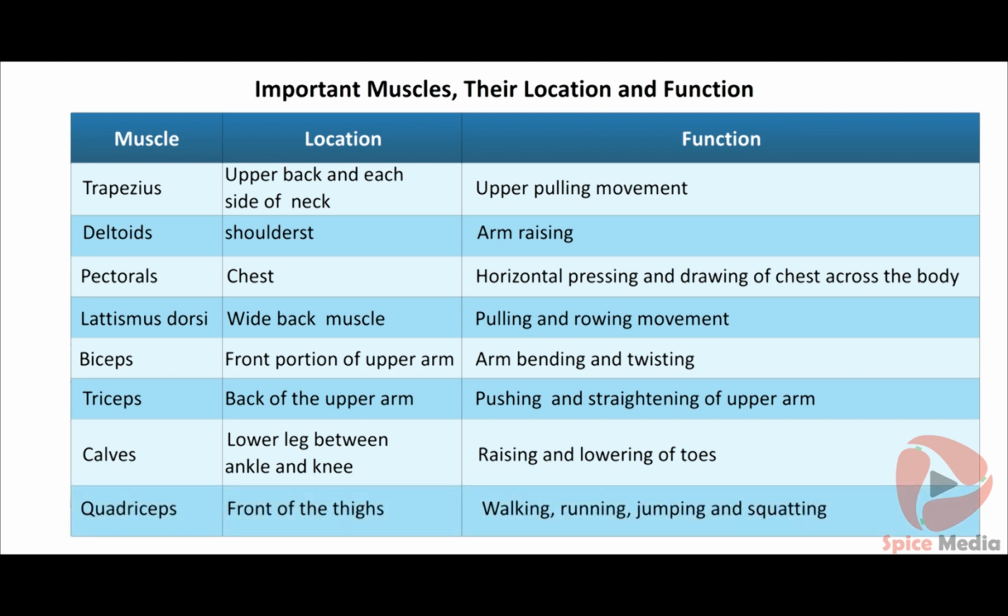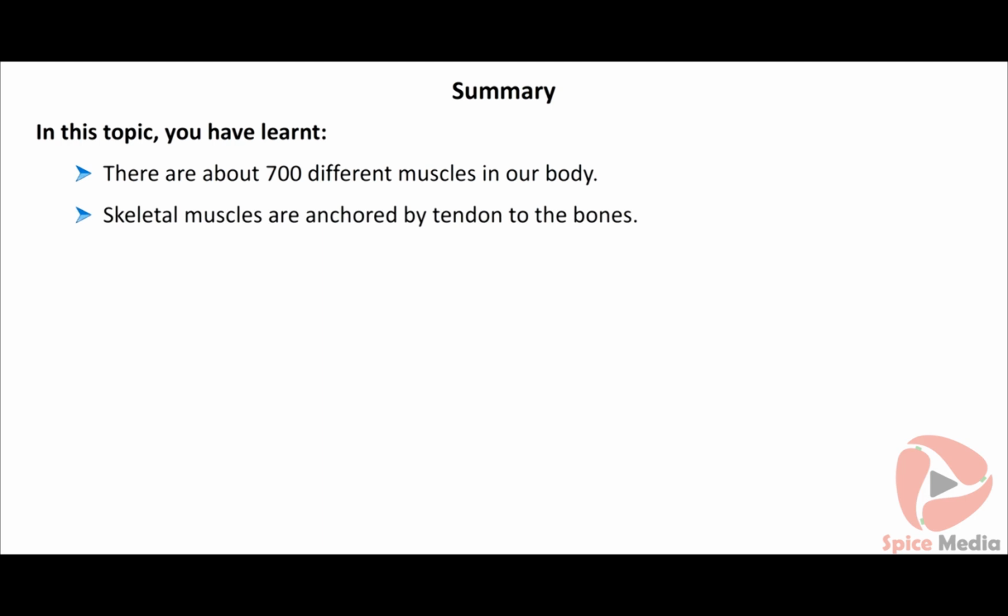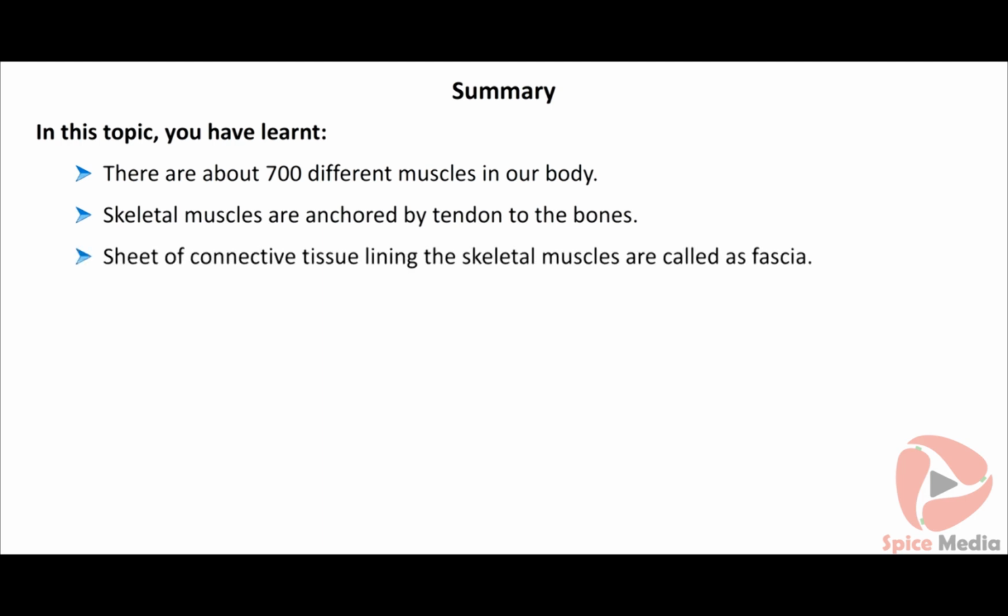Triceps at the back of the arm helps in straightening of the upper arm. Calves at the lower leg between ankle and knee help to raise the toes and also to lower the toes. Quadriceps at the front of the thighs responds to walk, run, jump and squatting. In this topic, you have learnt there are about 700 different muscles in our body.